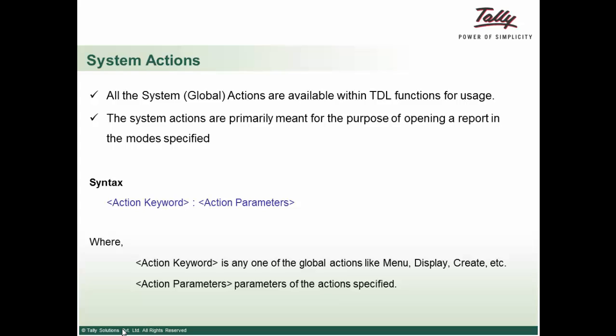So what are the system actions? All the system actions are available within TDL functions for usage. The system actions are primarily meant for the purpose of opening a report in the specified modes. So we have the action keyword and its parameters. Action keyword can be any global action like menu, display, create, call. In that case it can also be a system action, so that you can call another function within the existing function. Depending on what your action keyword is, the action parameter can be a menu, report, or a function name.